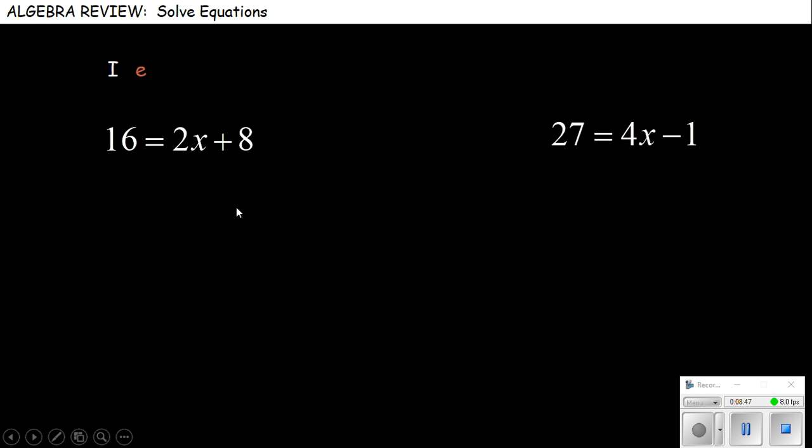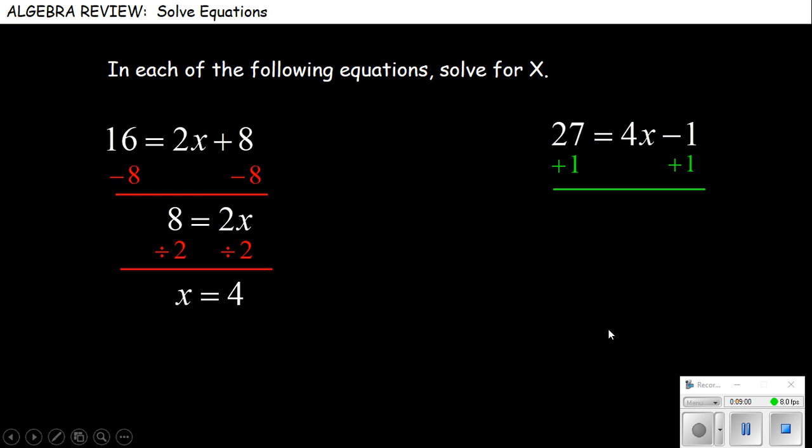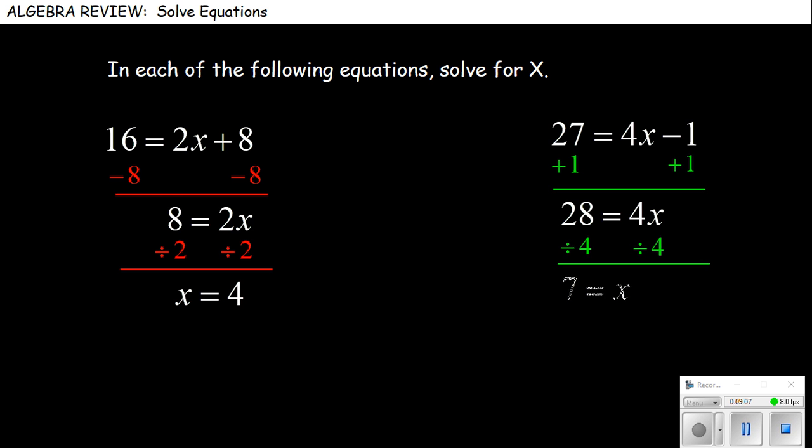Okay, in the first problem, we're going to subtract 8 from both sides, and then we're going to have 8 is equal to 2x, and then the last step, divide by the 2, and we're going to end up with x is equal to 4, or 4 is equal to x. In the second problem, we're going to add 1 to both sides as our first step, and then we're going to have 28 is equal to 4x, and then we divide by 4, and we'll have 7 is equal to x.